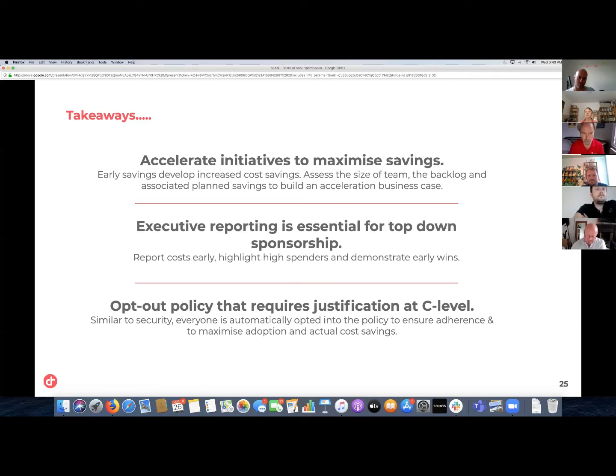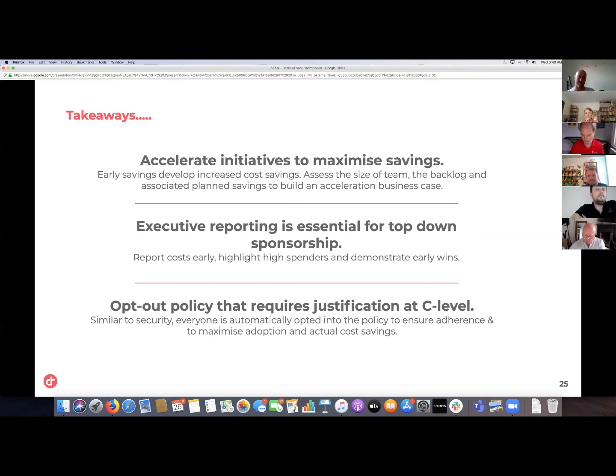Which leads to the third point about the opt-out policy. I think that is really one of the fundamental aspects. You can do all the greatest stuff in the world and make all these wonderful lambdas that shut stuff off, but if people choose not to use it, you're not going to save any money. So it's really about getting that mindset shift that by default people do this unless they've got a good reason not to.